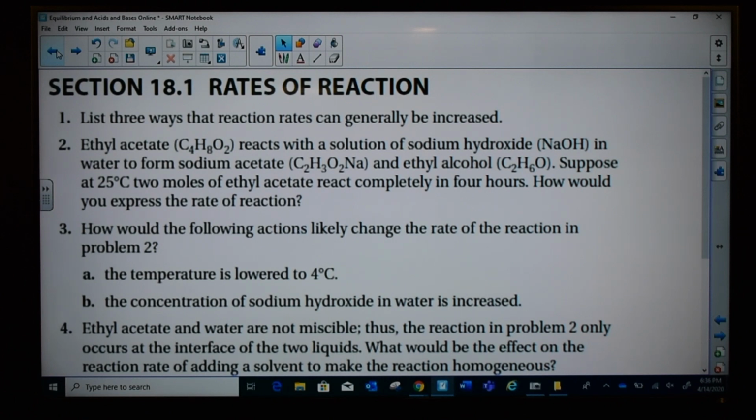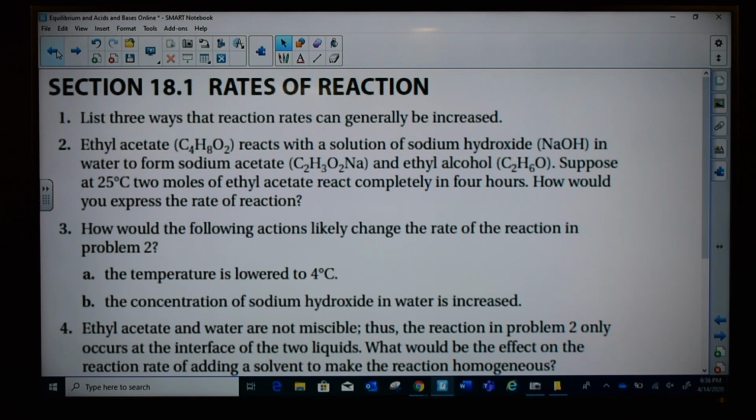You can also alter the reaction rate for gaseous systems by altering the pressure. If you increase the pressure, you're decreasing the volume, which means the particles have less space to move. They're going to collide more frequently, and again, that will cause an increase in reaction rate. But please remember, that's only in gaseous systems.